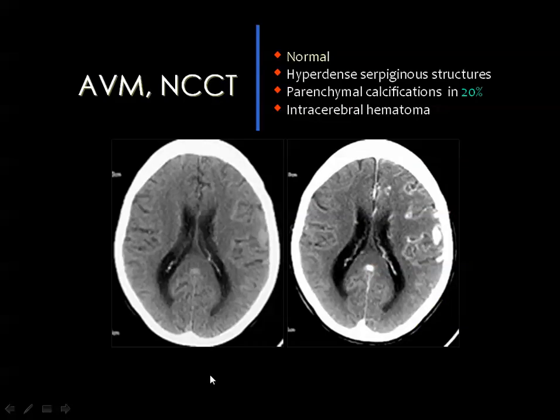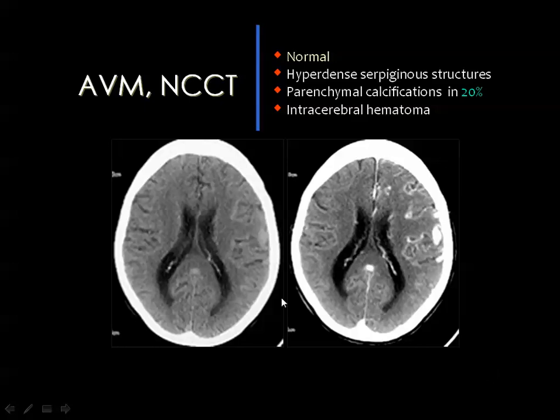In the appearance of the arteriovenous malformation in the non-contrast CT scan, the scan may appear normal if the vascular malformation is small, but it may show hyperdense serpiginous structures representing the vessels contributing to the vascular malformation. Calcium in the wall of the vessels may be seen in about 20% of cases, and of course hemorrhage can be seen in the region of the vascular malformation.